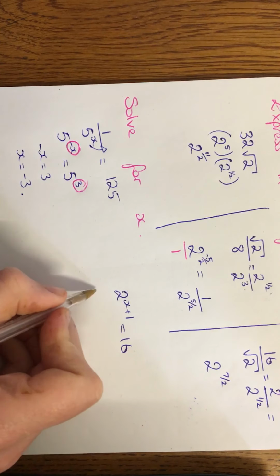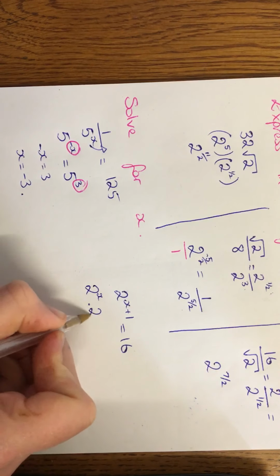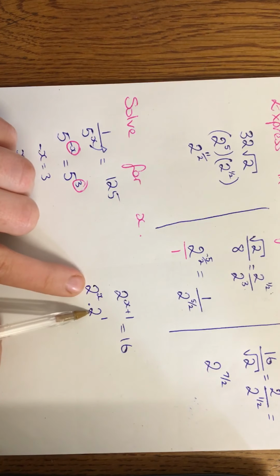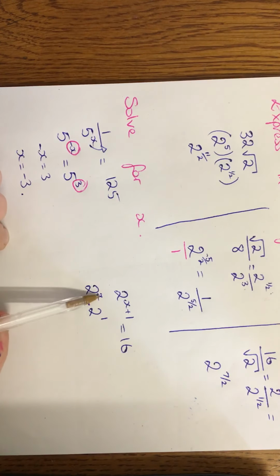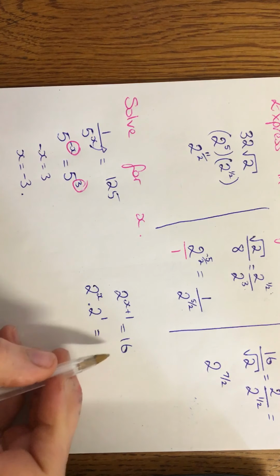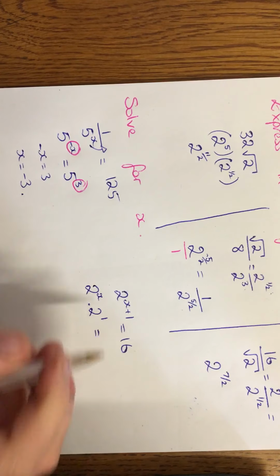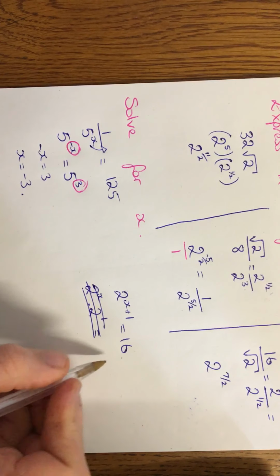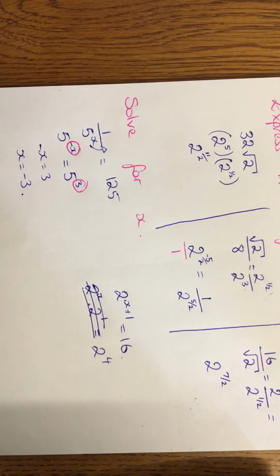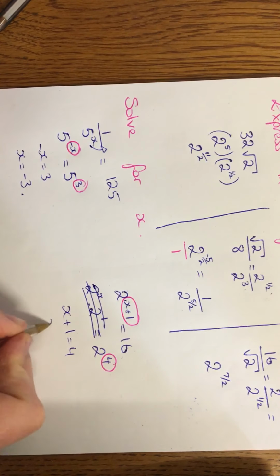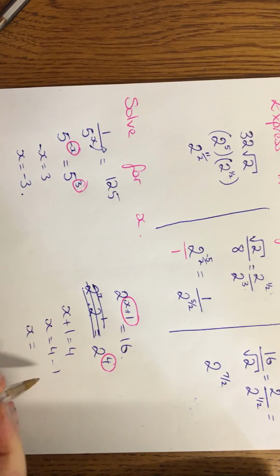Now, how would I break that up? That's 2 to the power of x multiplied by 2 to the power of 1, because remember, if you're multiplying these two, add the powers. So that would be x plus 1. Okay, so it's like you're going backwards now. Equals, sorry, no, we actually don't need to do that. That's fine. So leave that as it is, and rewrite 16 as 2 to the power of 4, and then circle, circle. So I have x plus 1 equals 4, x equals 4 minus 1, x is equal to 3.